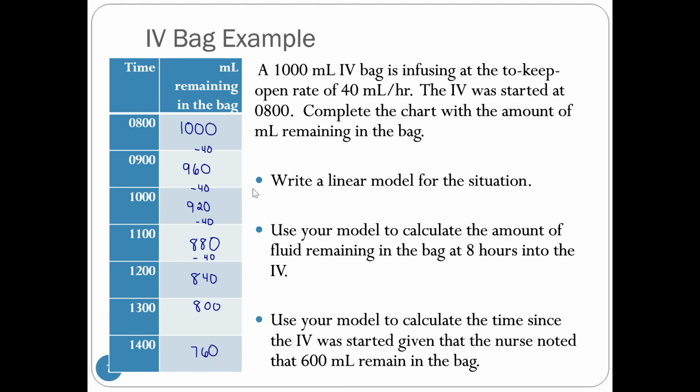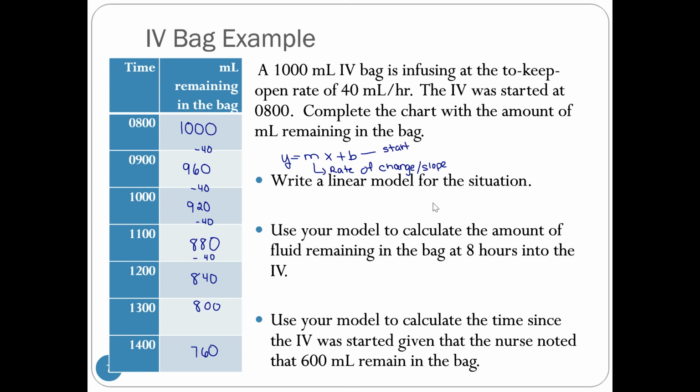Then we move on to our first bullet point, which says write a linear model for the situation. So a linear model is going to follow the formula y equals mx plus b. In that formula, we know that m is the rate of change or slope. And we know that b is the starting amount.